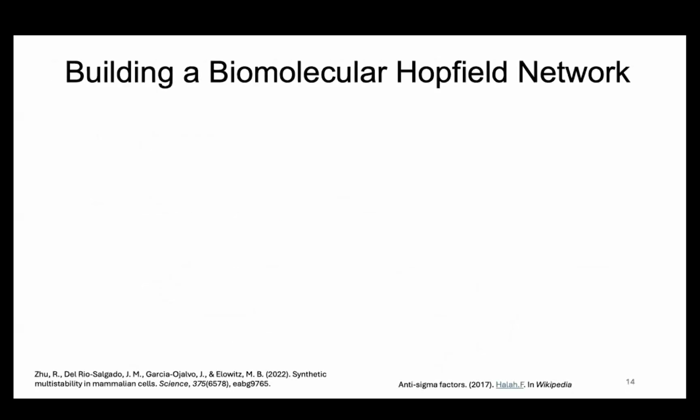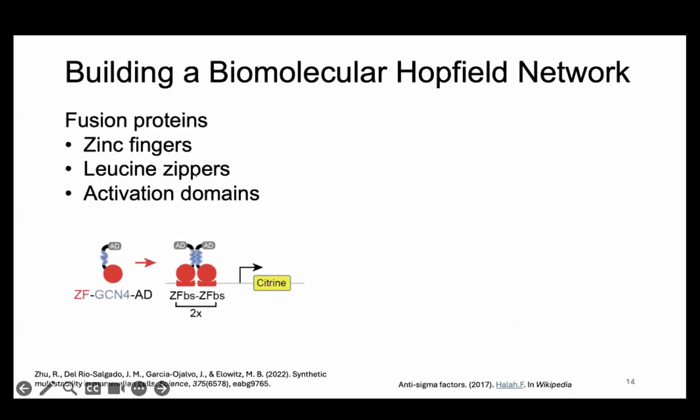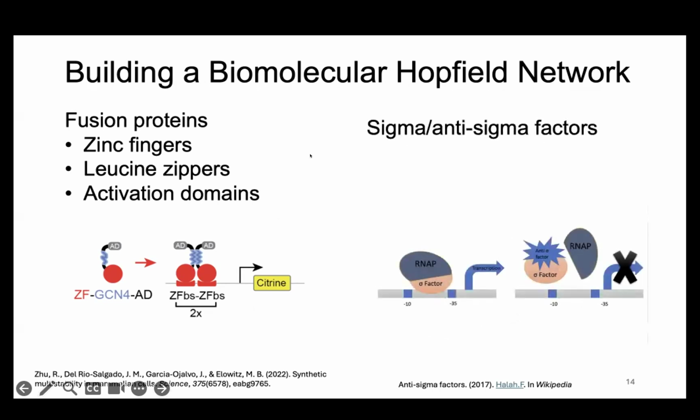Now, we didn't build this in the lab, it's only a model. We may have some ideas on how to build it. So one could be in mammalian cells. So this is the work from the Elowitz group, where they use zinc fingers and leucine zippers that are easily programmable. Another one would be in E. coli, where we can use sigma and anti-sigma factors that also have this sequestration reaction.